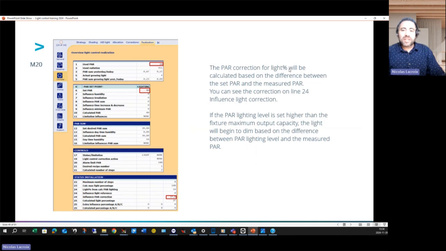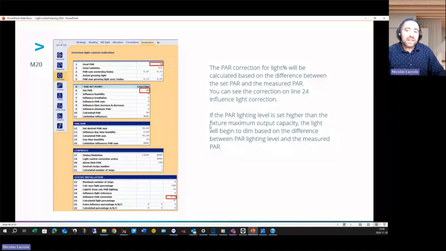You can see the par correction for light percentage is calculated based on the difference between the set par and the measured par. You can see the correction on line 24, influence light correction. That's really the difference here. So my set par, that's what I want to have on I-20, and my use par, which is the measurement. And you can see here the correction. Like here I asked for 80 and I'm only at 16 now. So I have a correction. It asks the fixture to go 27% higher than the calculated 16% here.